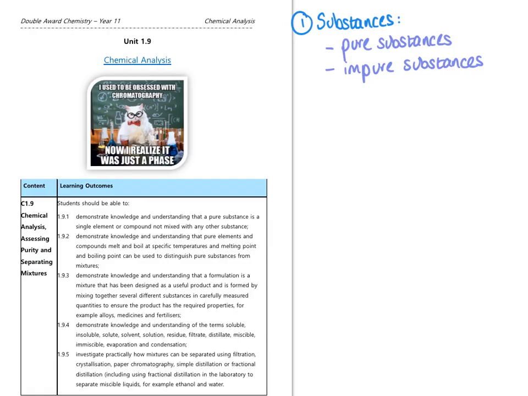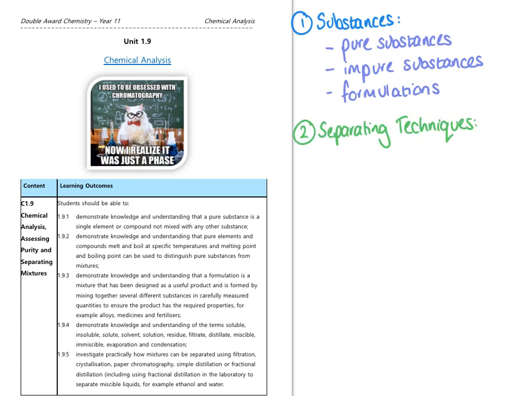So we're going to look first of all at types of substances, and essentially we can classify substances, and that's a very general vague term, but we can classify them into pure and impure substances. We're also going to look at a special type of mixture called a formulation. We're going to look at what that is, how you define it, and what it can be used for.